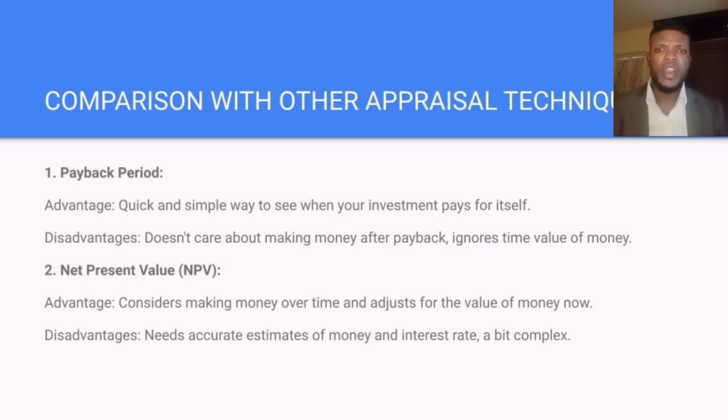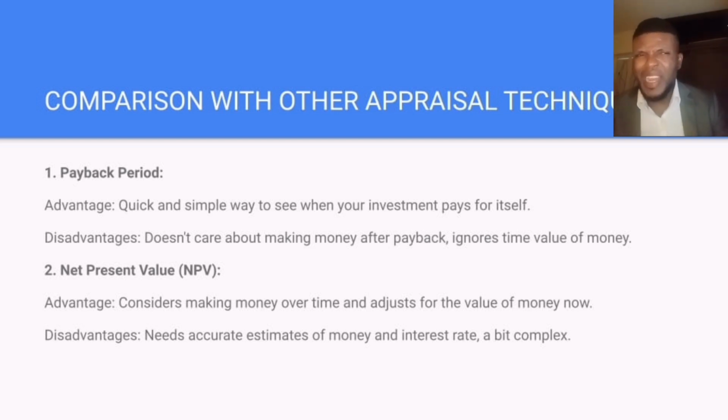So right now, I want to compare the payback period with other appraisal techniques. The payback period is a simple and widely used method for evaluating the financial feasibility of a project. So when compared with other appraisal techniques, it has some limitations. So right now, let's compare the payback period with the net present value.